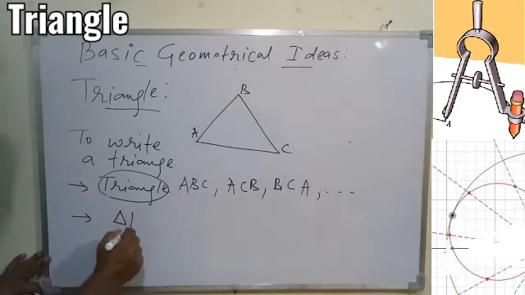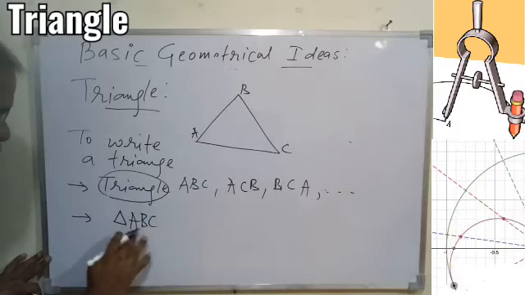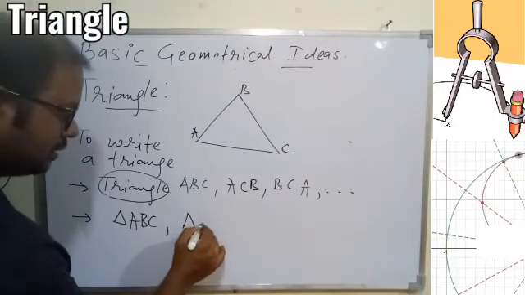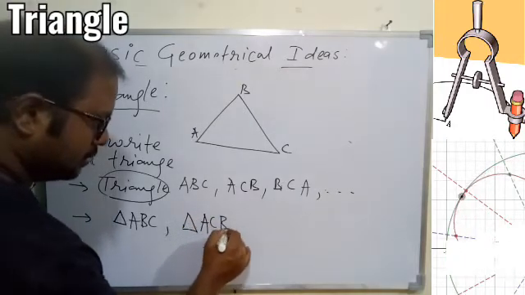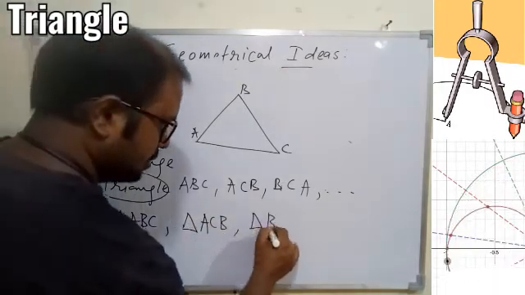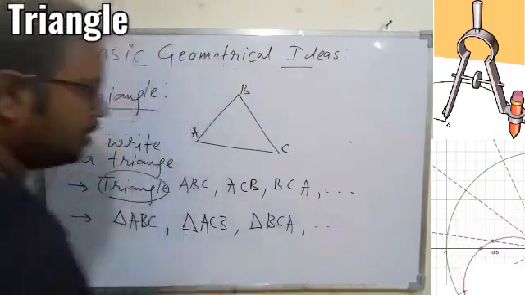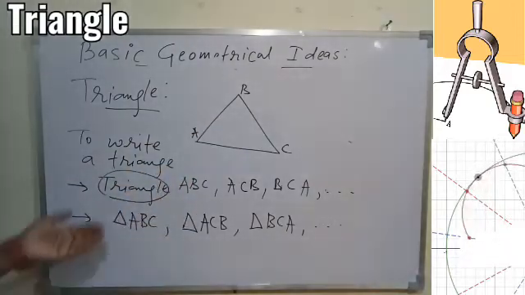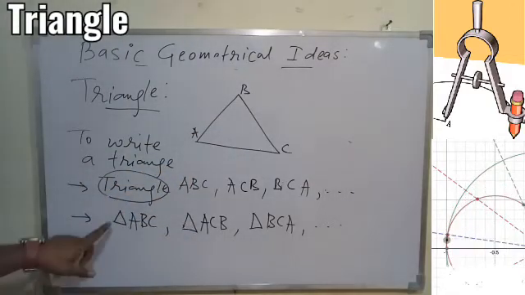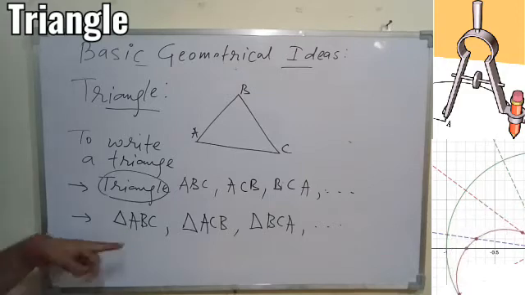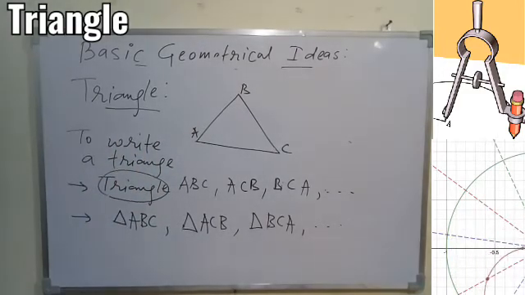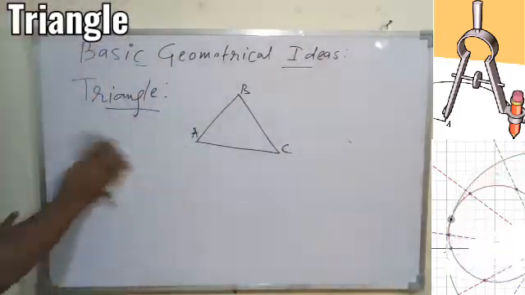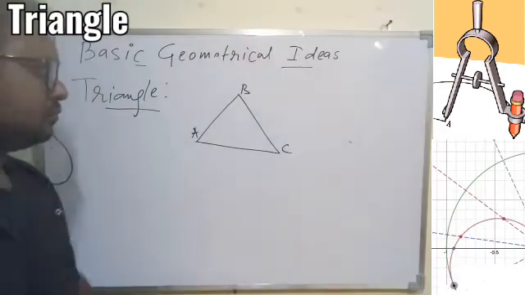Now if I write ABC with a triangle sign, it is understood I am talking about triangle ABC. So we can write triangle ABC, triangle ACB, triangle BCA. Again, we are talking about the same triangle which is given to you, triangle ABC. I hope you understood how we write the triangle name. We use the triangle symbol only as a short, small form. So we understood the meaning of triangle and how to write it.